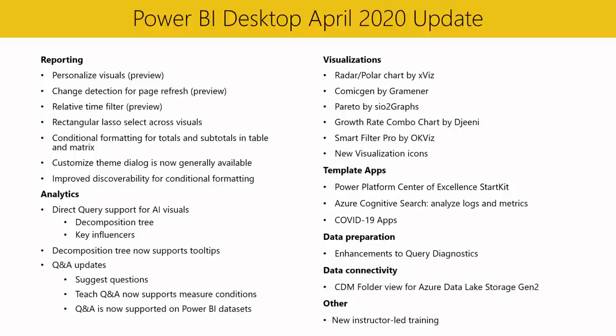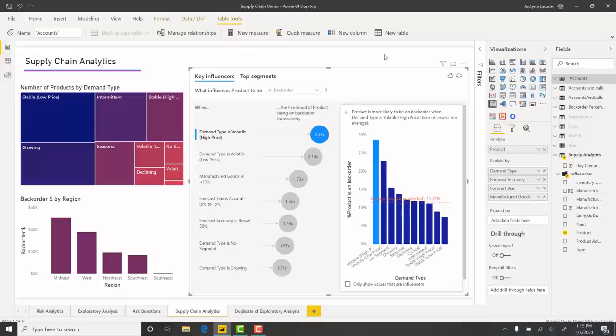We're excited to announce direct query support for 2 of our AI visuals, the Decomposition Tree and the Key Influencers preview features. Here's Justina to give us a quick look into this update. The Key Influencers visual, as well as the Decomposition Tree, now both work in direct query scenarios.